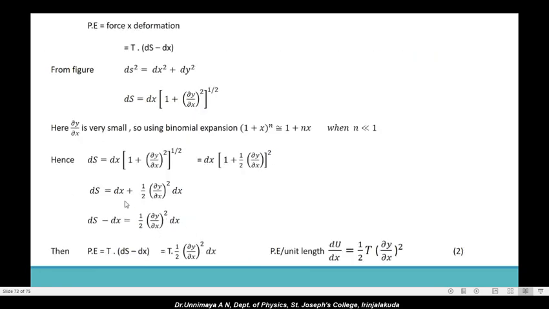So substitute this term ds minus dx in this potential energy equation, we find out potential energy of the segment. From that we find out potential energy per unit length du by dx is equal to half T dou y by dou x whole square.